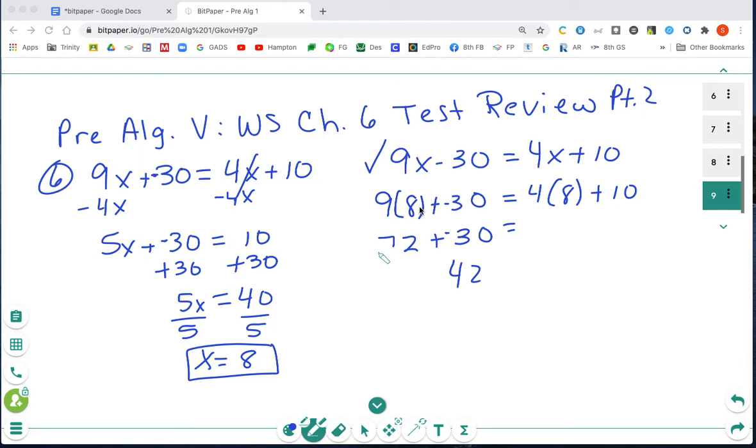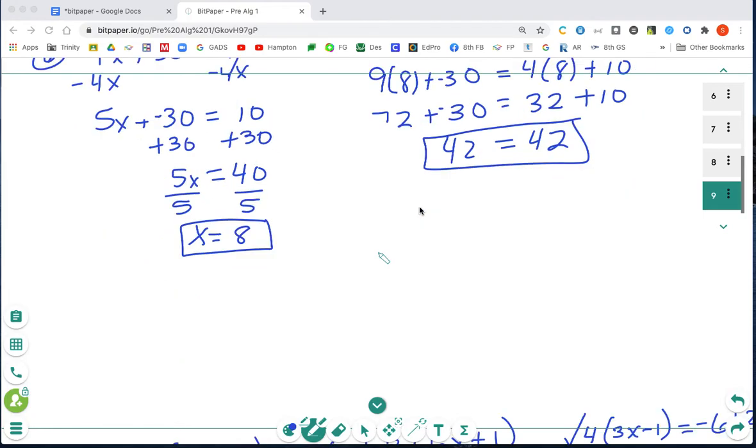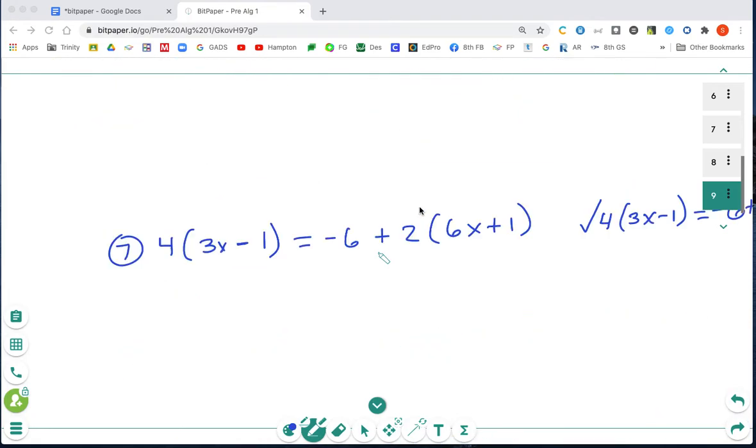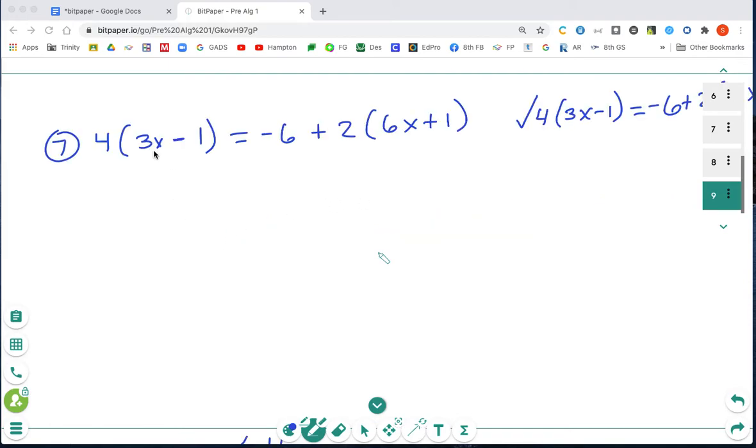Now I'm going to come over here, and I'm going to do 4 times 8 is 32 plus 10. And 32 plus 10 is also 42. All right, we're going to go ahead and do keep, change, change. And now we're ready to rainbow.